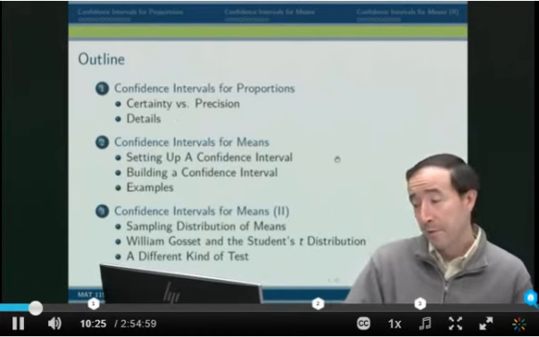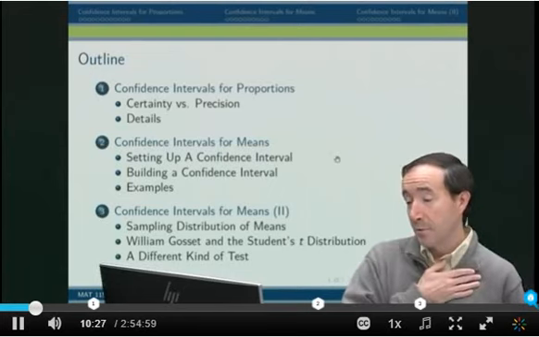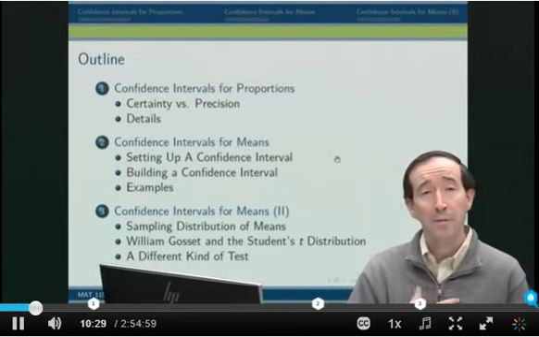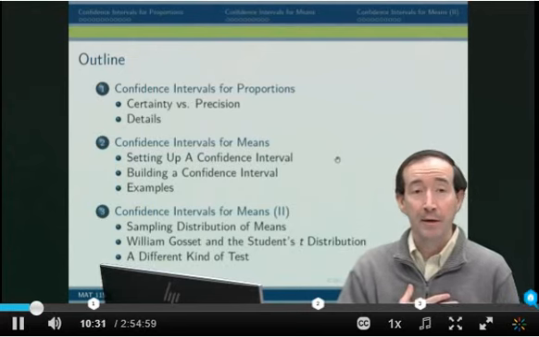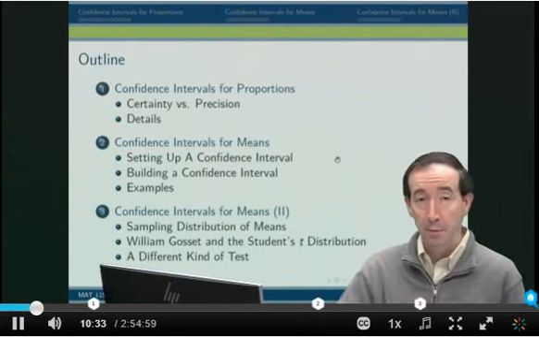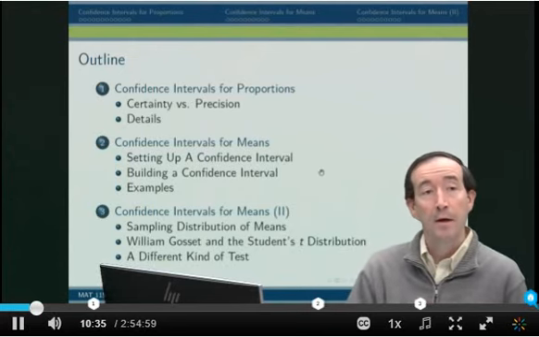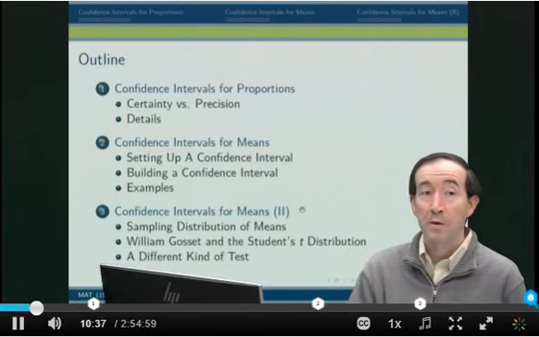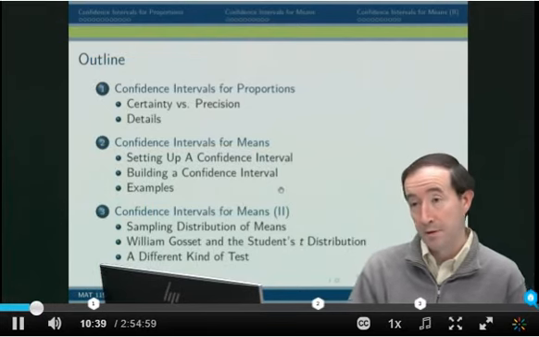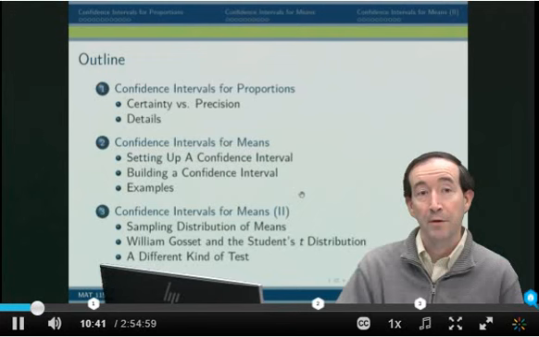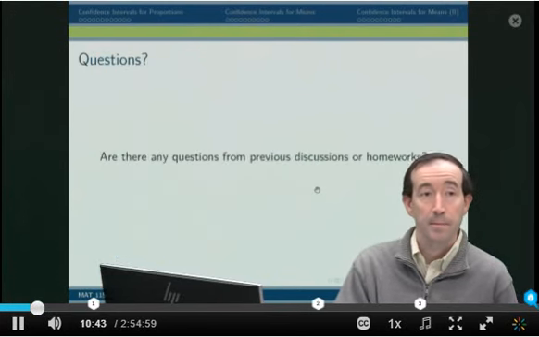We also talked about confidence intervals for means in the situation where I know the population standard deviation and I have a large enough sample size. And we'll go through that just quickly in a moment. Today we're going to talk about what to do when we don't know the population standard deviation or when we don't have a large enough sample.